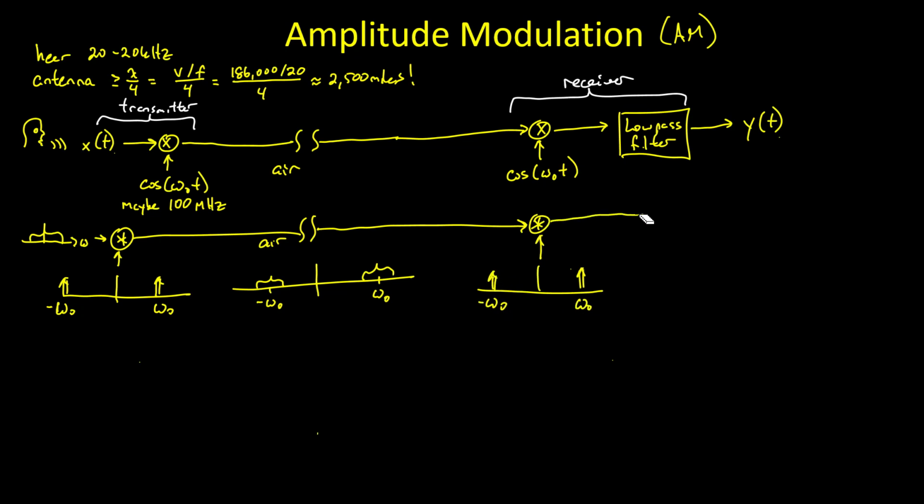And what do we get at that point? We get this convolved with this. And by superposition, we can analyze it by looking at what it looks like convolved with this first, and then by this second. So let's do this one first.